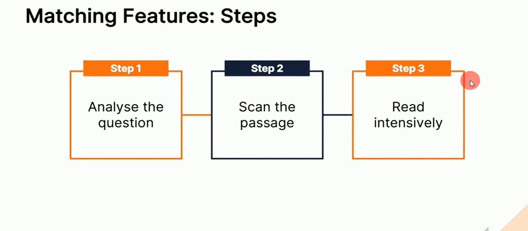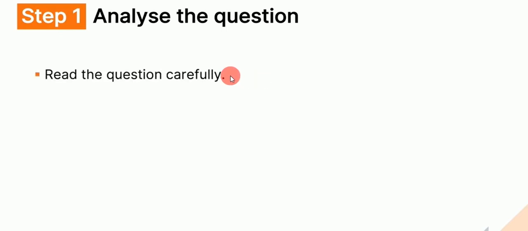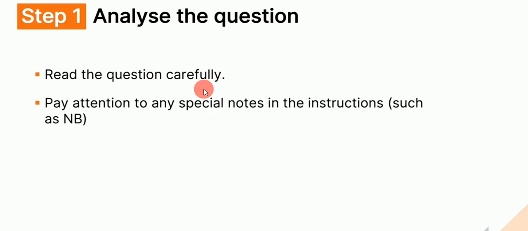Let's have a look at these steps one by one in more detail. Let's start with the first step. Once you have skimmed the reading passage, the first step is to read the question carefully. Remember to read any special notes in the instructions, such as NB, which comes from Latin and means note well.